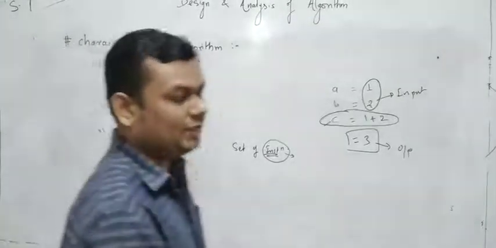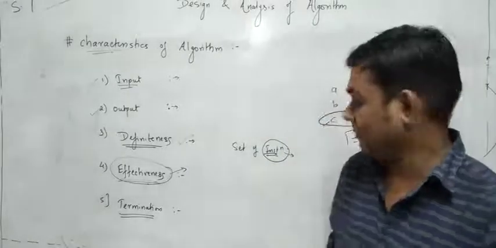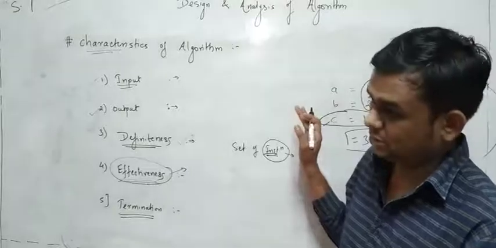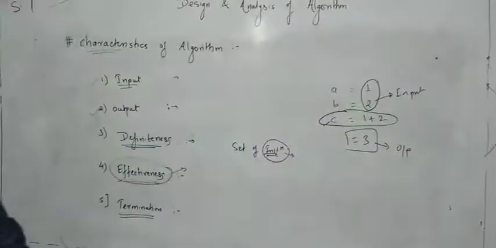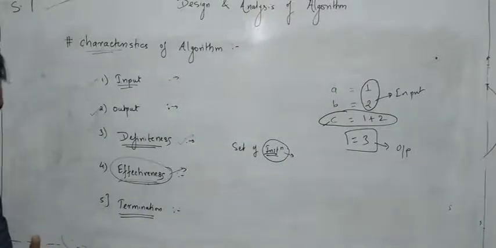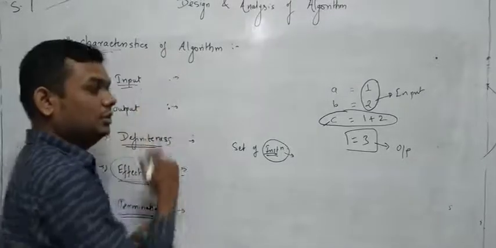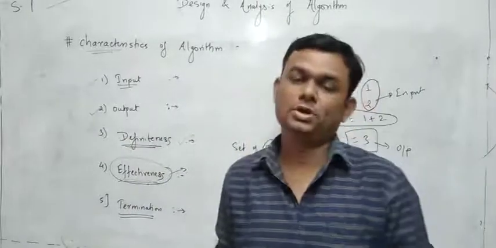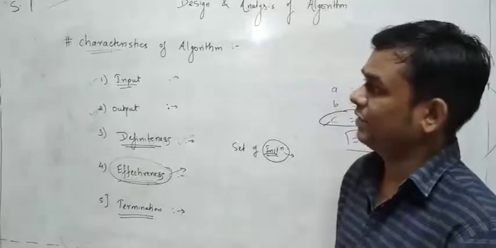After execution on the input, or after computation over the input that produces the output, after each and every output up to the final output, that set of steps, that algorithm, must terminate before the program terminates. That's it. So these are the 5 characteristics of algorithm.